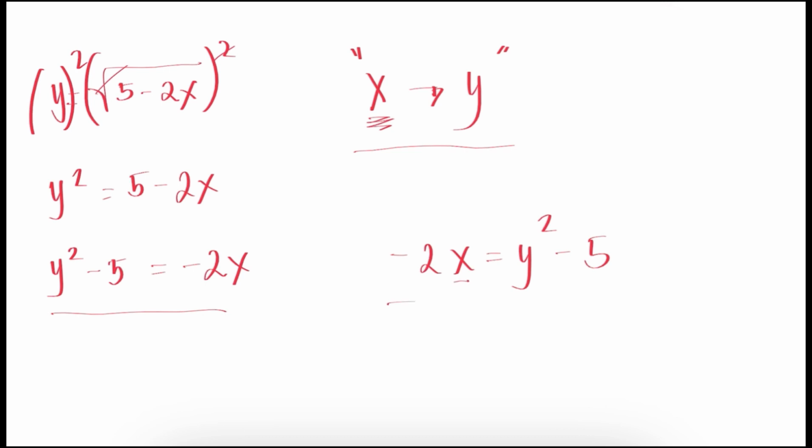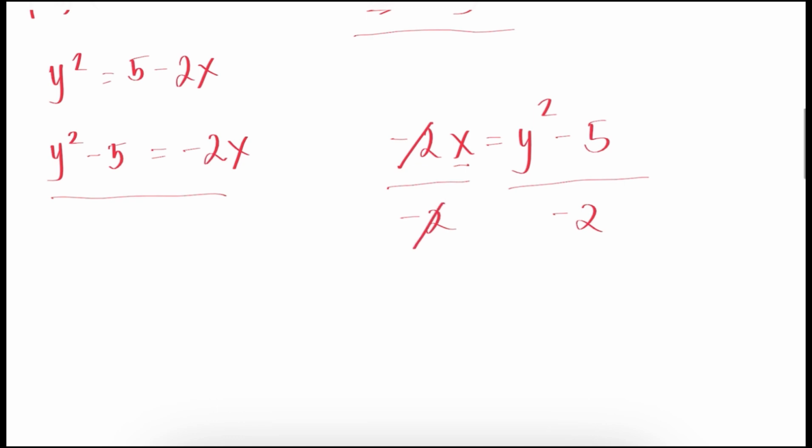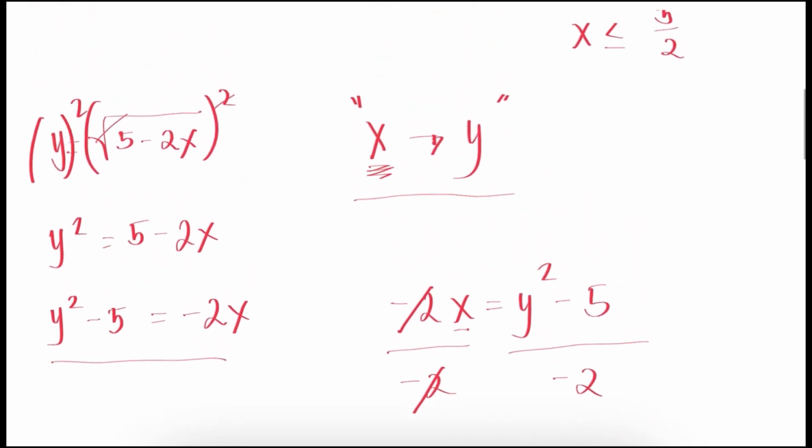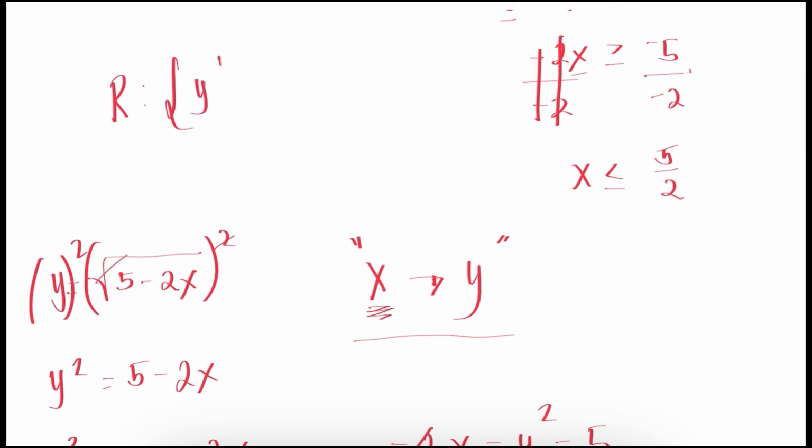Now, to solve for x, let's divide both sides by negative 2. So cancel this out, we have x is equal now to, the coefficient of y squared is positive 1, right? So positive 1 divided by negative 2 is negative 1 half y squared, and negative 5 divided by negative 2 is positive 5 halves. Now, our equation for x is a polynomial. So therefore, the range is the set of values of y such that y is greater than or equal to 0.